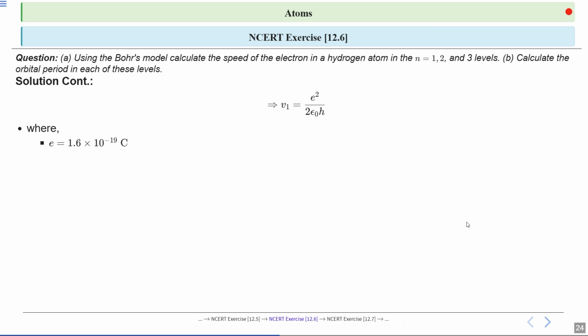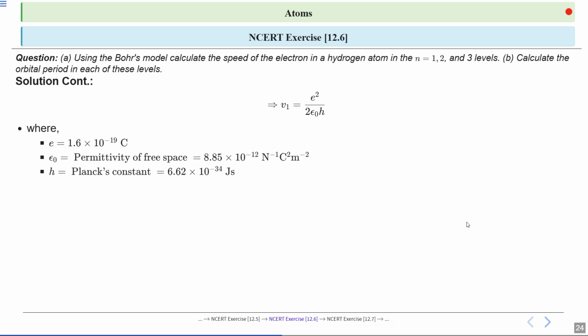First, e is the elementary charge, which is the charge of a single electron. Its value is 1.6 times 10 to the power minus 19 coulombs. Next, epsilon naught is the permittivity of free space. This constant tells us how electric fields behave in a vacuum, and its value is 8.85 times 10 to the power minus 12 newton inverse coulomb square meter inverse square. Finally, h is Planck's constant, which is a key value in quantum physics. It relates the energy of a photon to its frequency, and its value is 6.62 times 10 to the power minus 34 joule seconds.